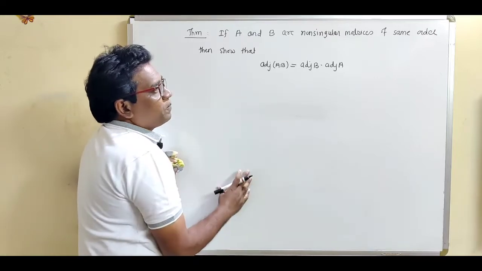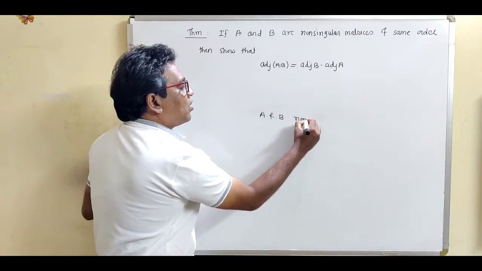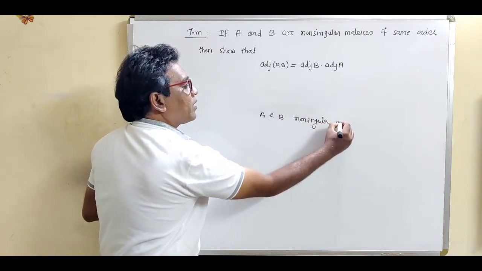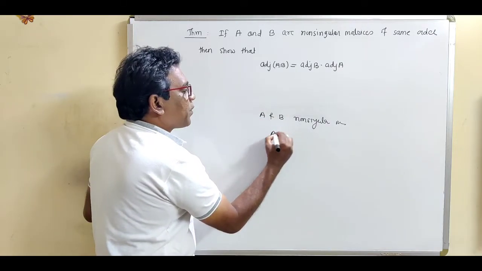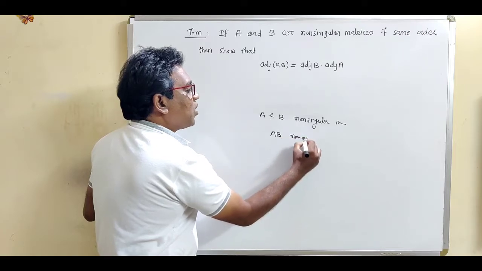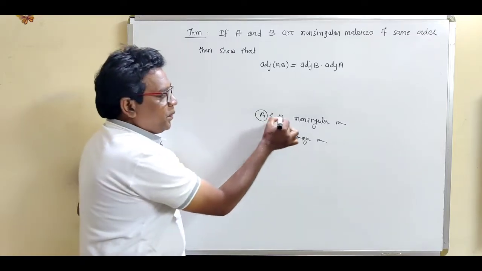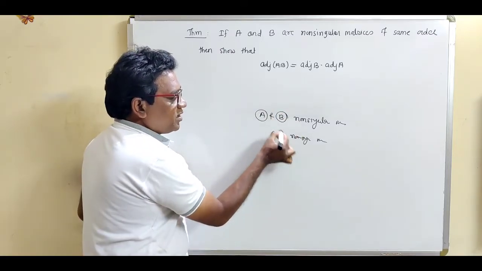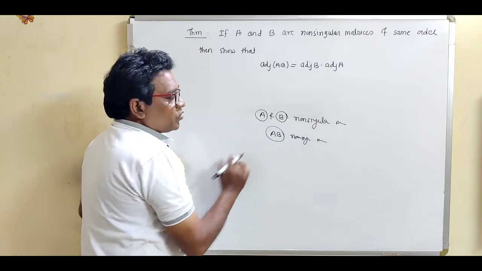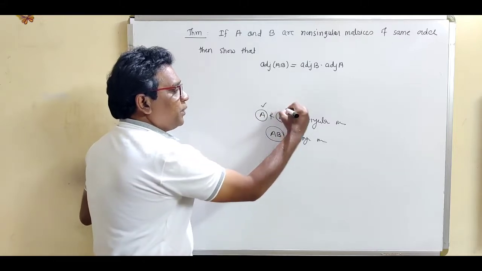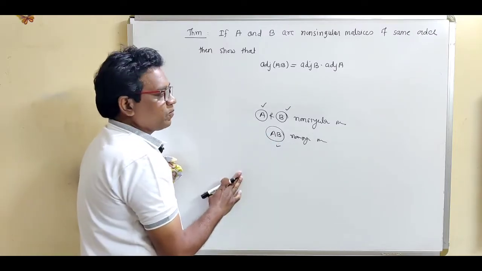Now see what is given. We are given A and B are non-singular matrices. A and B are non-singular matrices means obviously their product AB is again a non-singular matrix. Because A is non-singular and B is non-singular, so obviously the product AB is again non-singular.